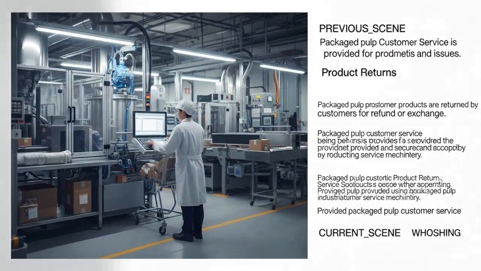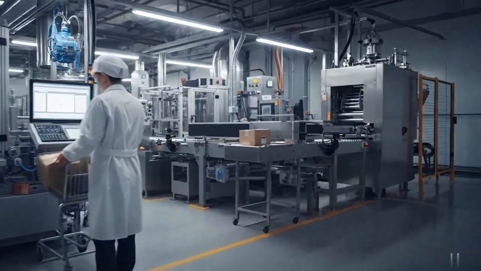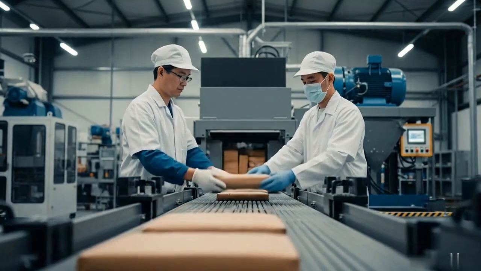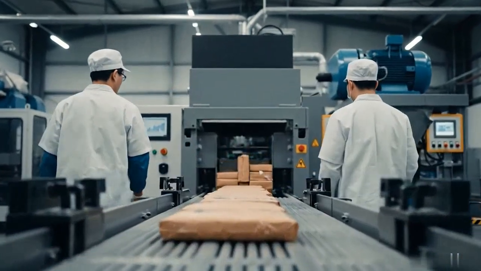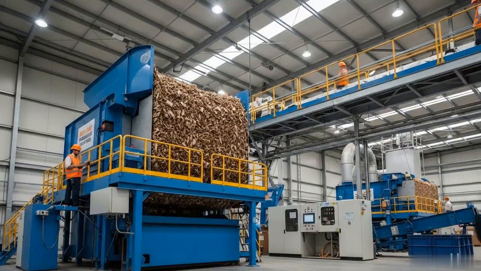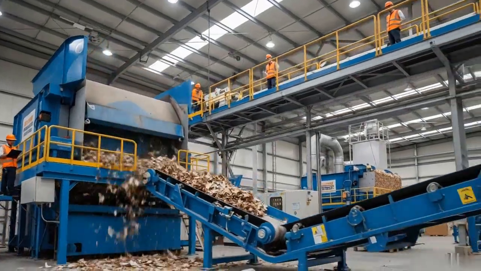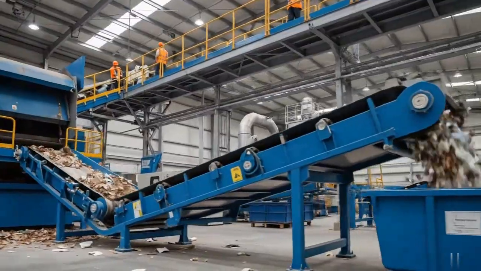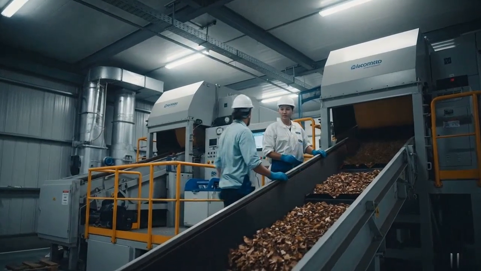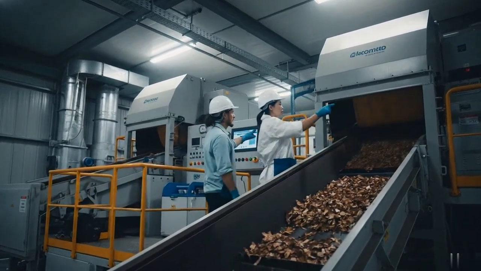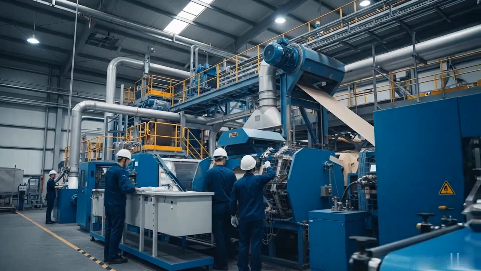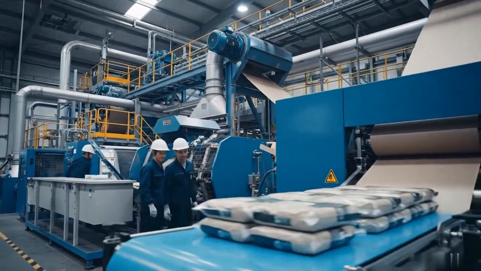Packaged pulp products are returned by customers for refund or exchange. Packaged pulp products are recycled for reuse. Packaging materials are disposed of in an environmentally responsible manner. The environmental impact of packaged pulp production is assessed and mitigated. The final product, packaged pulp, is showcased in a high-end presentation.